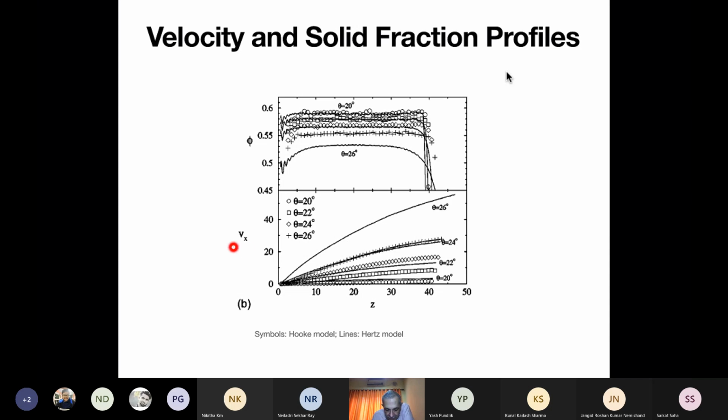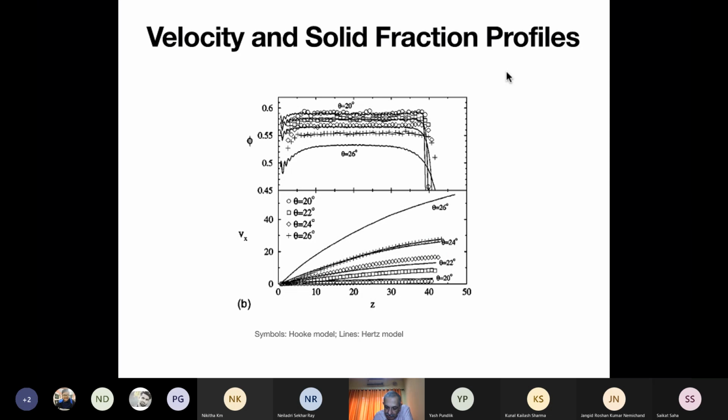And this is the velocity as a function of height. At the base the velocity is 0, so you have a no slip boundary condition here, because the base is quite rough. Then it increases, and you get different profiles for different angles of inclination. As you go on increasing the angle of inclination, the velocity increases.